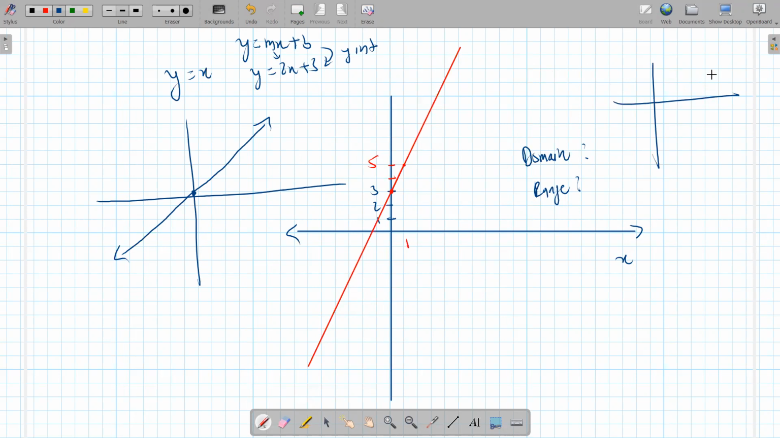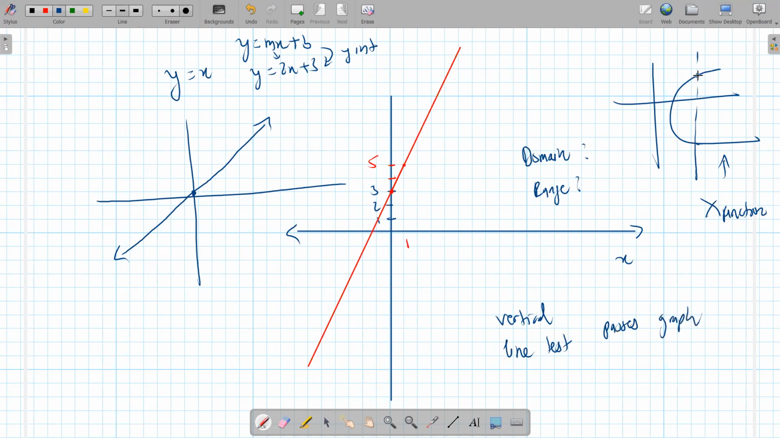Whereas something like this, if you were to draw a vertical line here, it's going to cross the graph twice. This is not a function. Vertical line test is when it passes the graph once, and that's how you know if something is a function. Here, it's going to cross the graph twice. That is not a function, okay? So we know linear is a function. Let's talk about its domain and range.